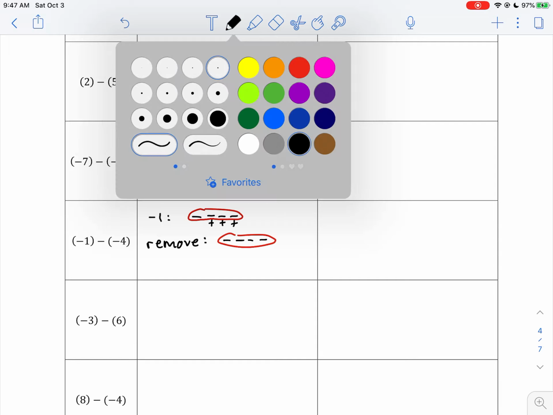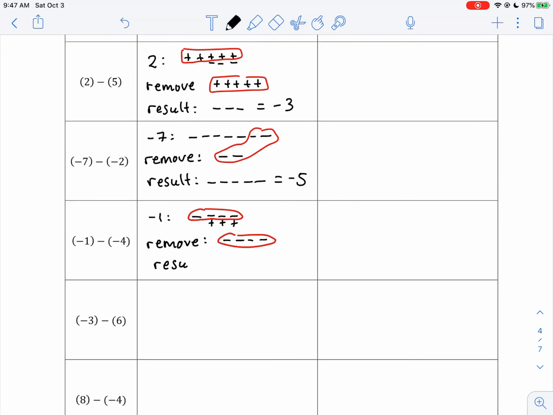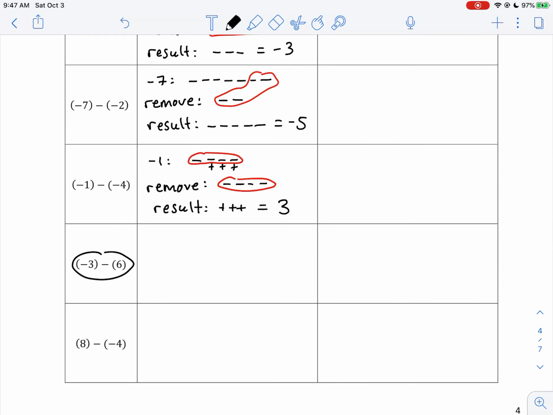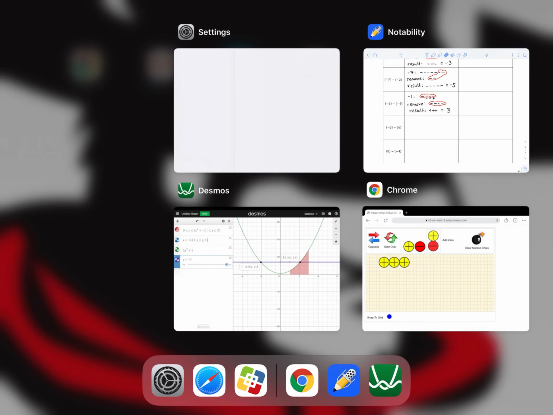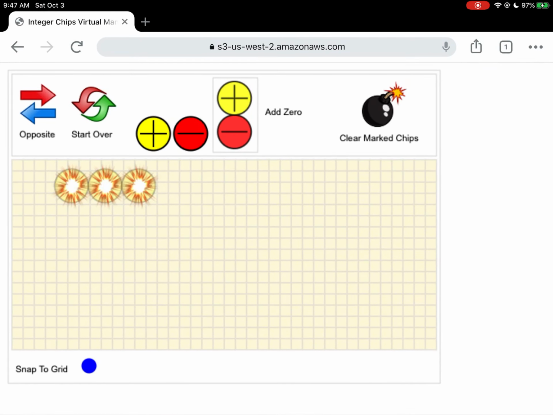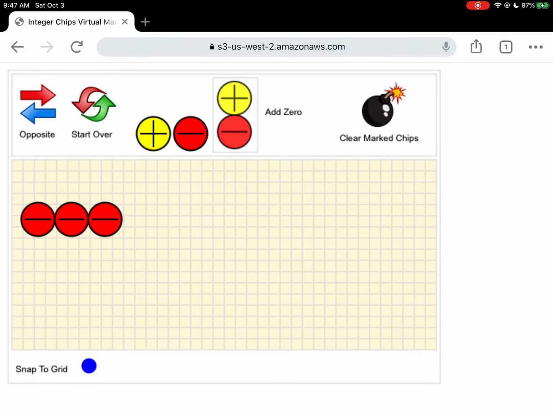And then the result is we have 3 plus signs, which corresponds to an answer of 3. Okay, a couple more. Let's do -3 and then -6 from that. Now you probably already know the answer is going to be -9, but this is about modeling this. So let's start with -3.